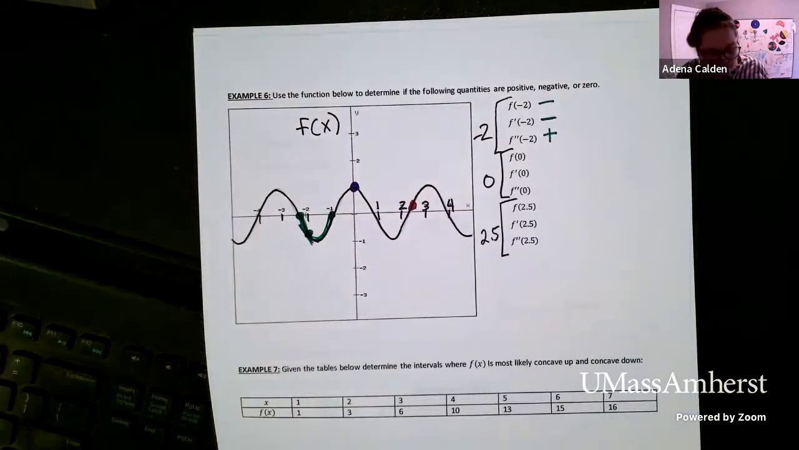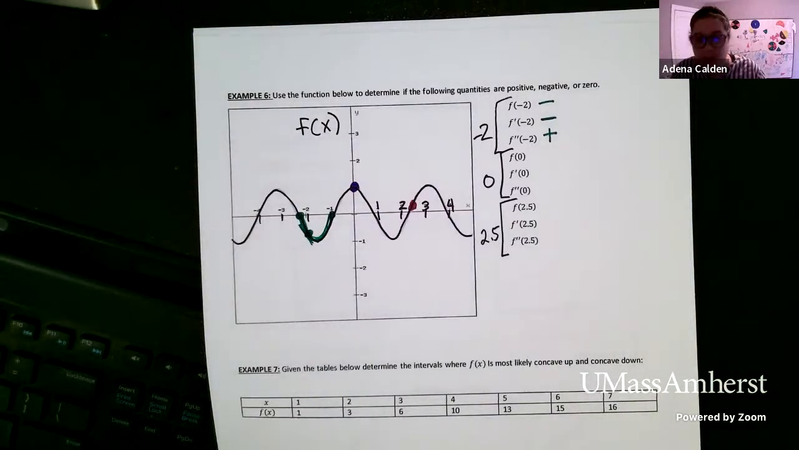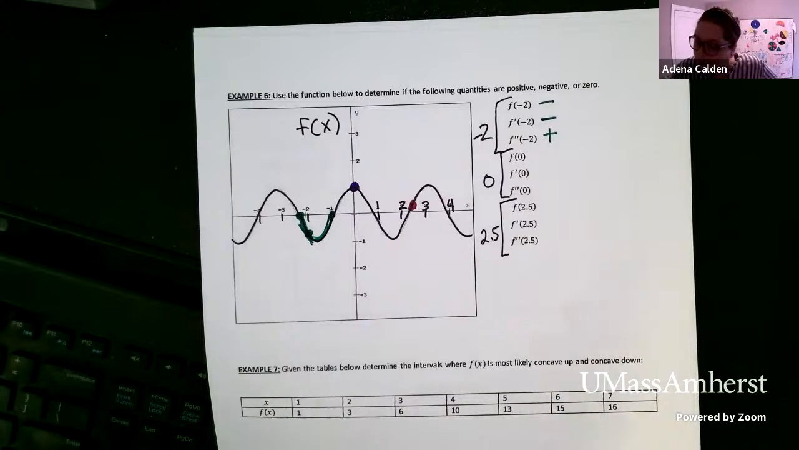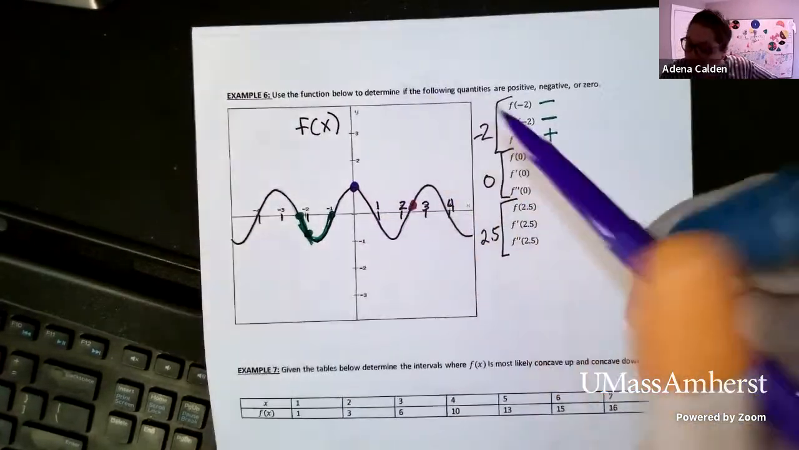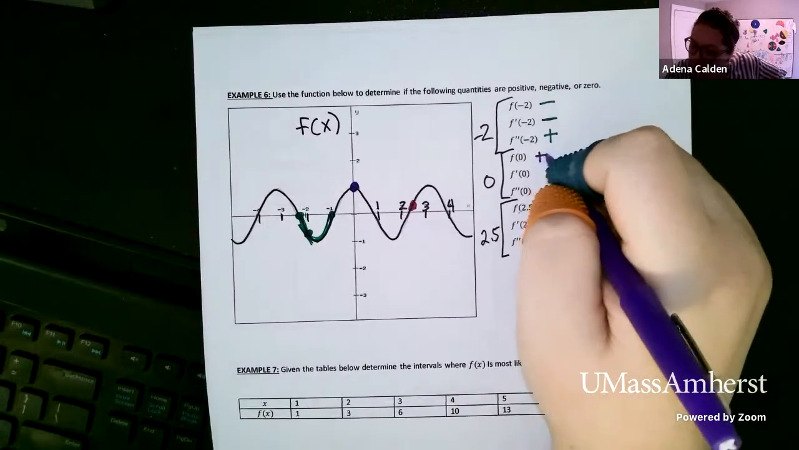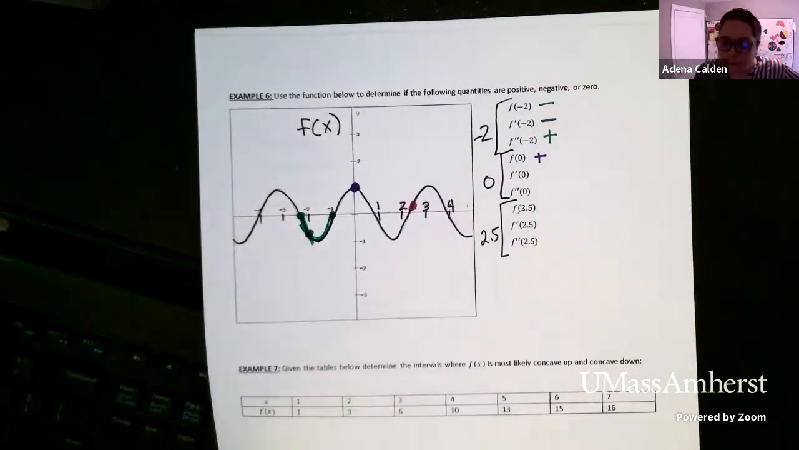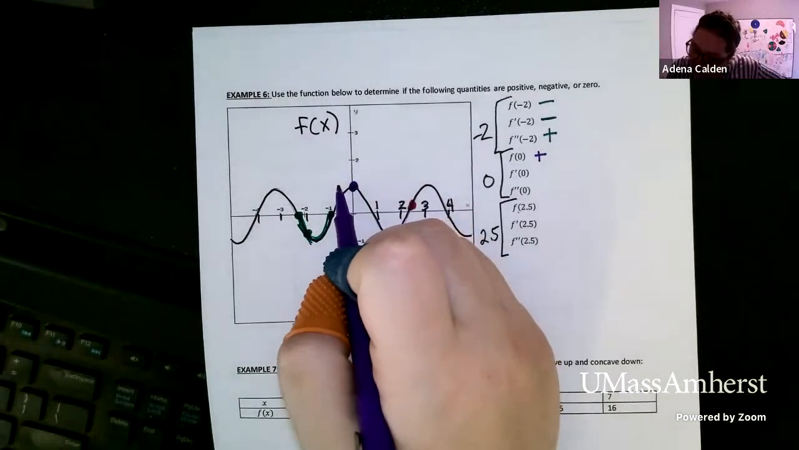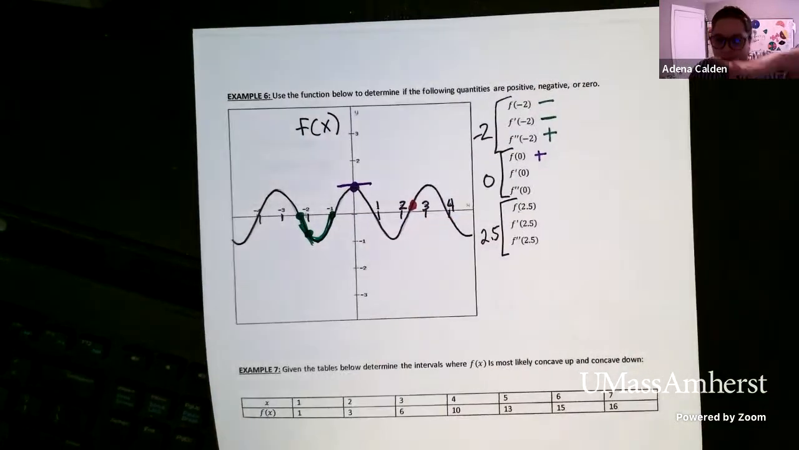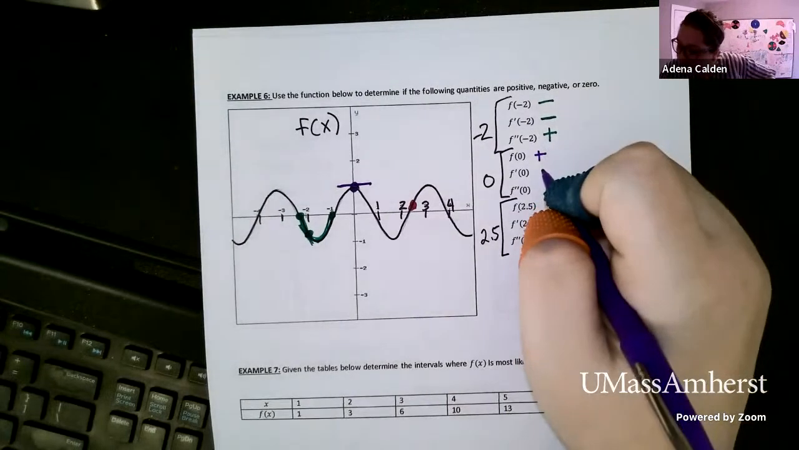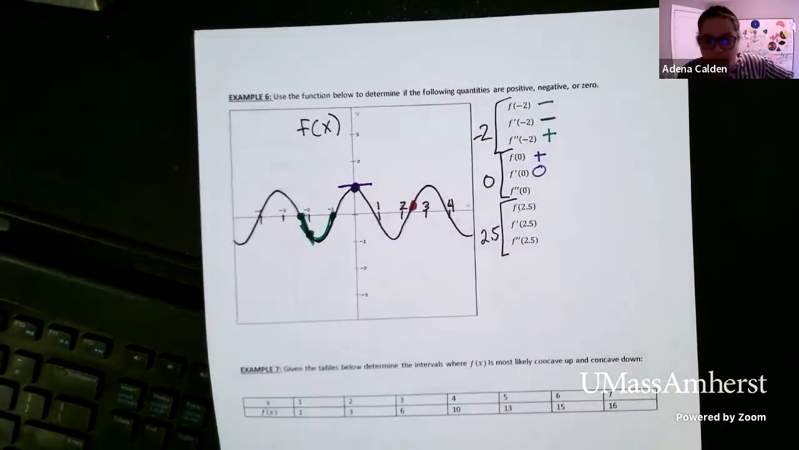So now let's do something similar to see what's happening at 0. So f of 0 is the functional value. I see that it is above the x-axis. So that means the functional value is positive. If I consider the slope of the tangent line, I notice I'm going to have a horizontal tangent line. I'm sitting right at the top of a hill. So the derivative here will be 0.